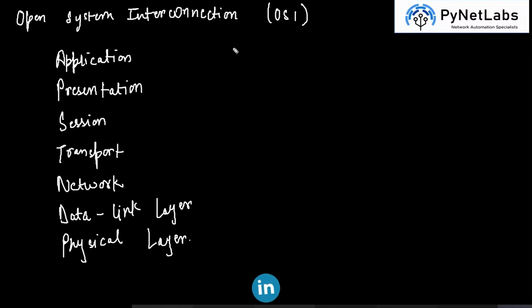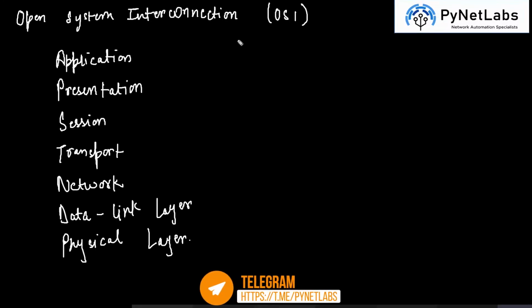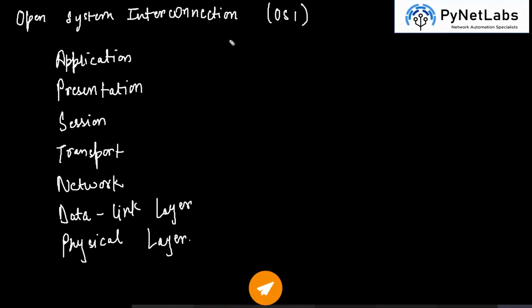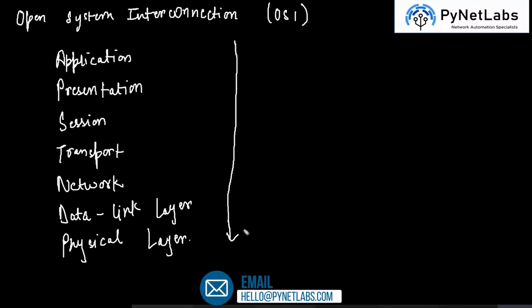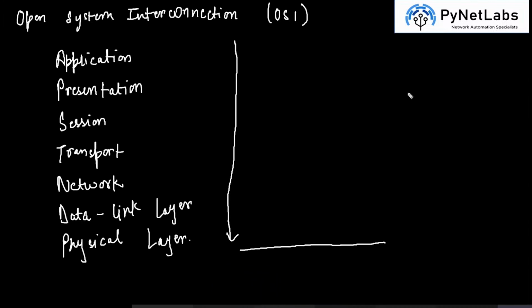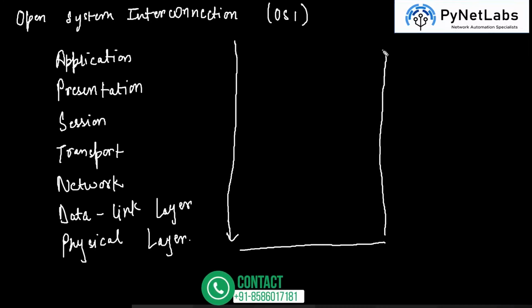Whenever you go to internet and try sharing some files, let's say from one PC to another PC, the data from your PC will go like this. From every layer, it will go down until the physical layer. Then it will travel over the cables. Then at the destination PC, it will go something like this.